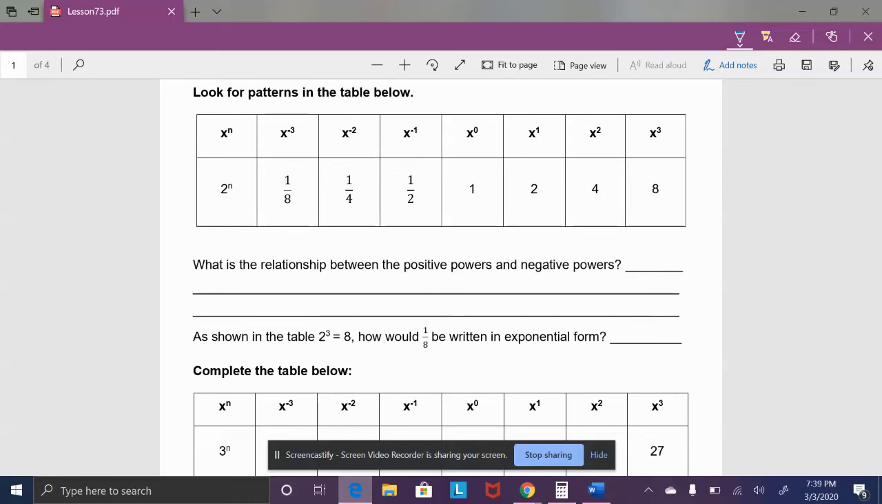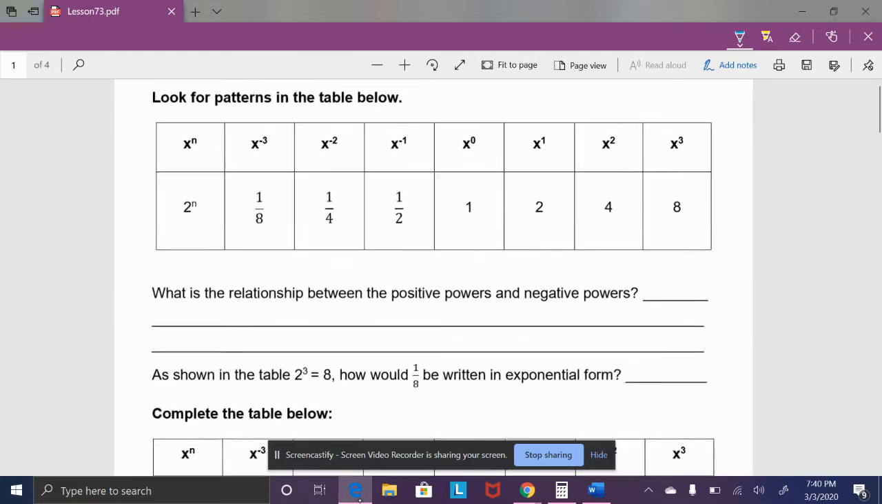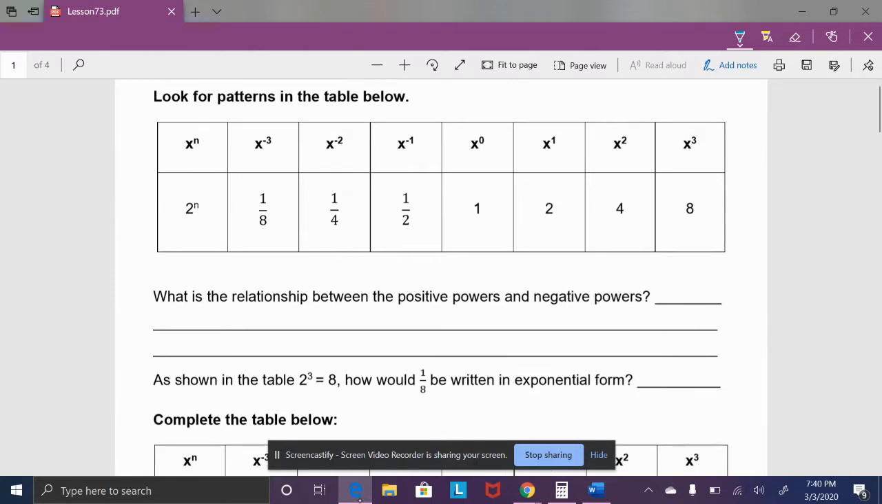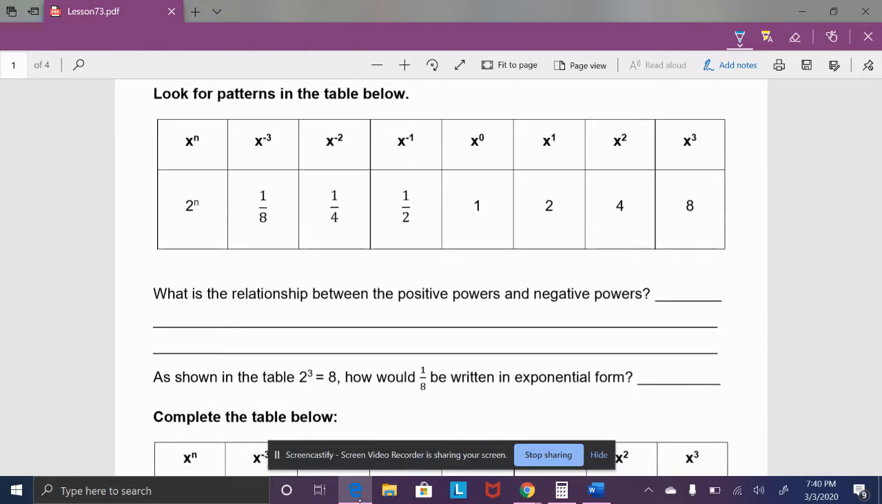In today's lesson, we're going to be looking at an introduction to negative exponents. And when we do that, we're going to look at this specific chart that we're given. We're going to look for patterns in the table below. We have a base in this part of the table, and we're looking at the numbers.